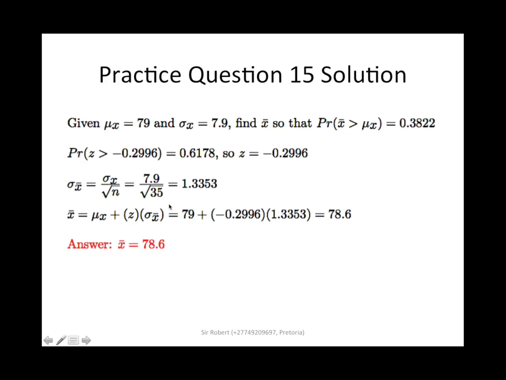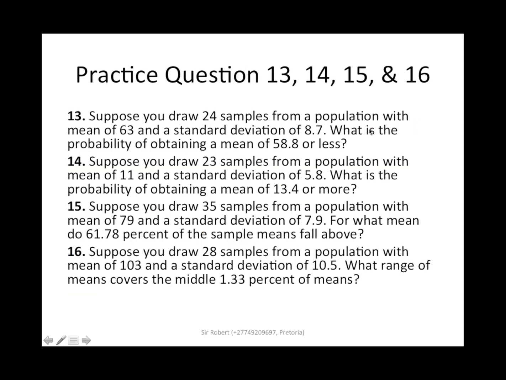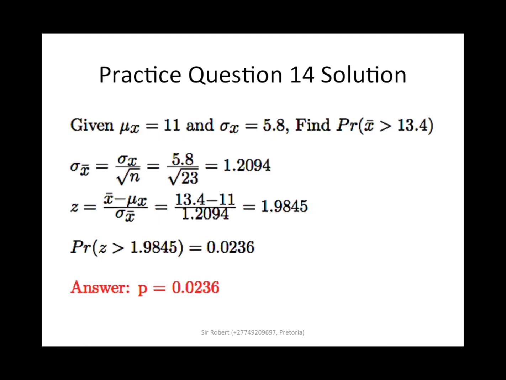So question 15, your mean 79, your standard deviation 7.9, then you are required to find the probability that the mean is greater than. So if you go back to question 15, suppose you draw 35 samples from a population with mean 79 and the standard deviation 7.9. For what mean are 61% of the sample means above? So now, we want it to be above 61%.